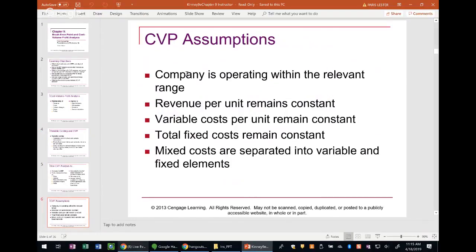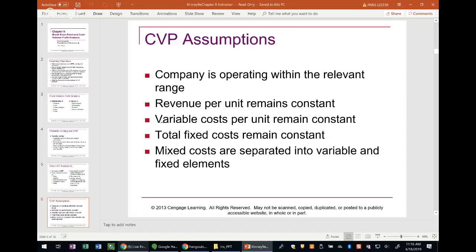The assumptions here: companies operate within the relevant range. Revenue per unit remains constant. Variable cost per unit remains constant. Total fixed costs remain constant. And mixed costs are separated into variable and fixed elements, which we've separated before with a high-low method.